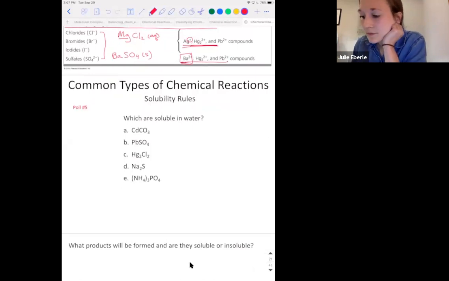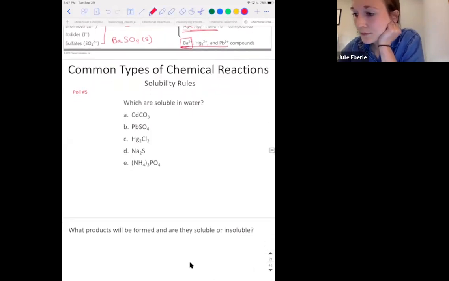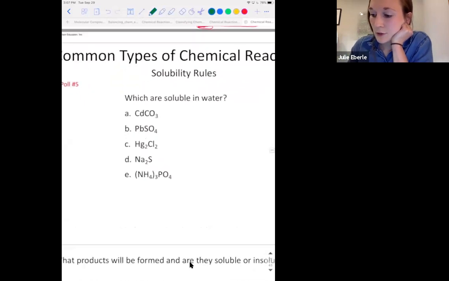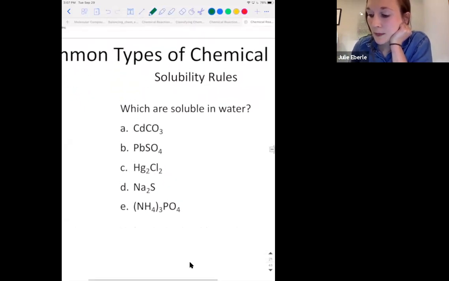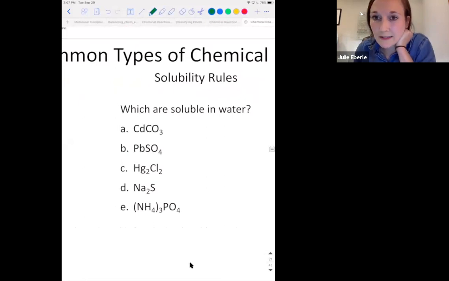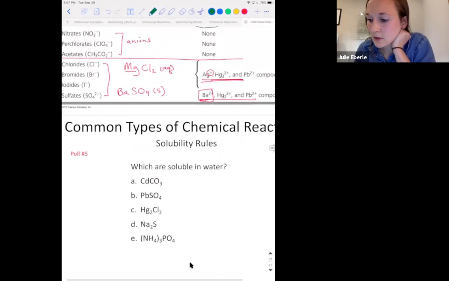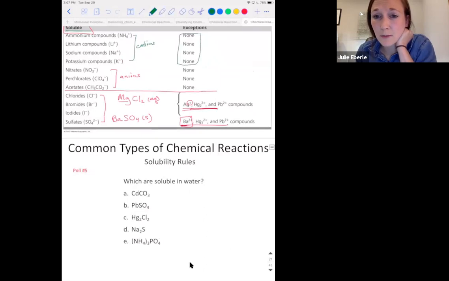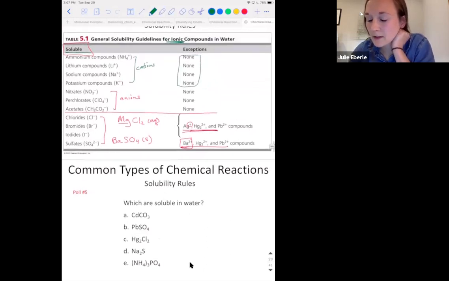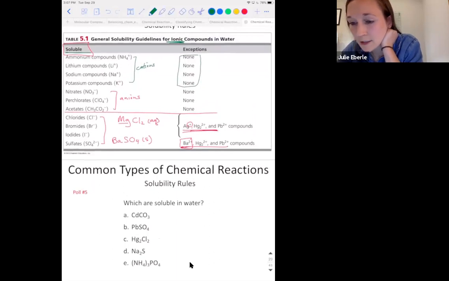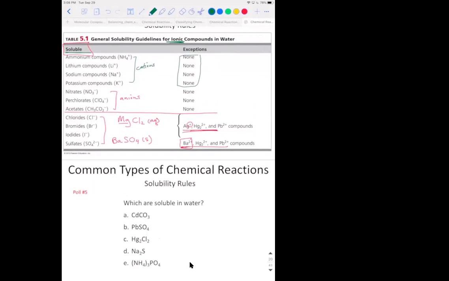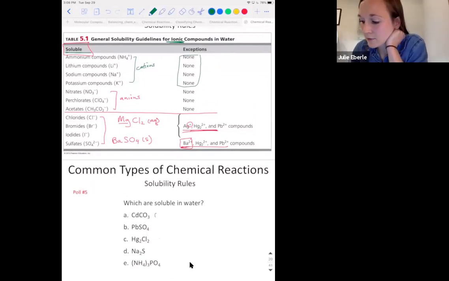Let's talk through these. So which of these are soluble in water? Let's look at the first one, CdCO3. If you have a periodic table, that might help you. Cd is cadmium. It's a +2 here. Is this going to form a precipitate or not? Well, I'm looking at my solubility chart. I don't see cadmium. It's not one of those top 4 cations, and I don't see carbonate, CO3. So it is not soluble. That is correct. It would form a precipitate.